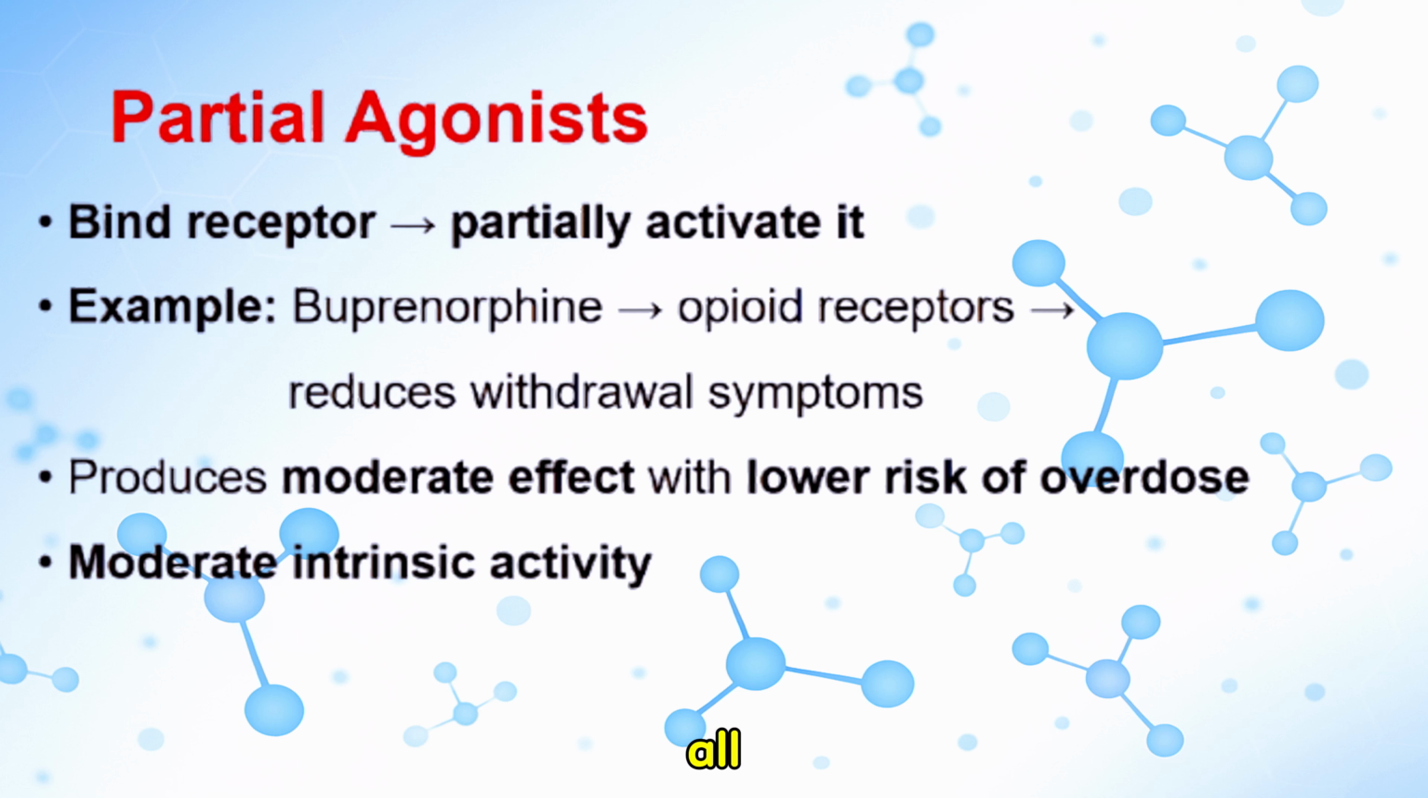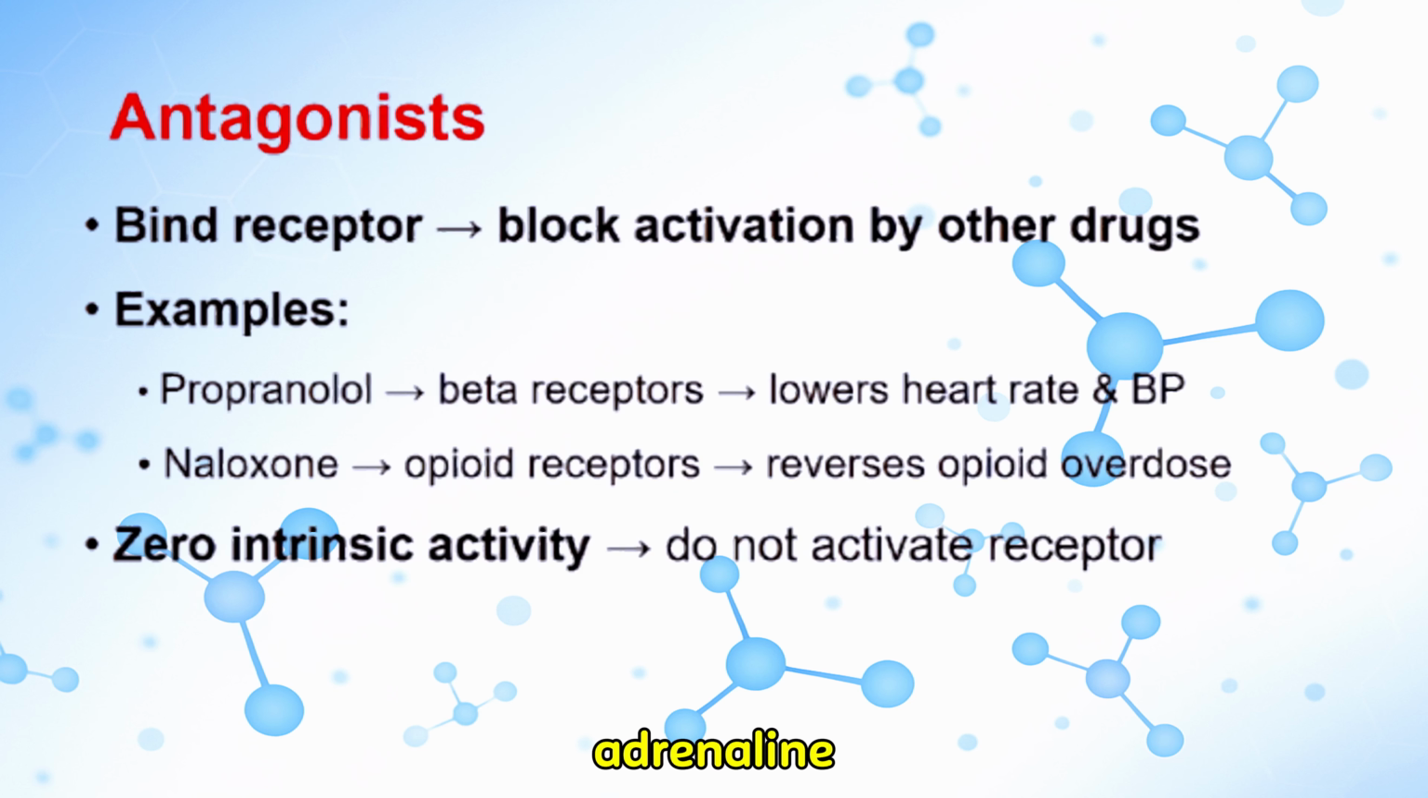Then there are drugs that bind to receptors but do not activate them at all. These are called antagonists. They act more like blockers. They sit on the receptor and prevent other activating drugs from getting in. Propranolol is a good example. It binds to beta receptors in the heart and stops adrenaline from having its usual effect. This helps lower blood pressure and slow the heart rate. Another example is naloxone. It is used in emergency medicine to reverse opioid overdose. It blocks opioid receptors quickly and stops the dangerous effects of drugs like morphine or heroin.